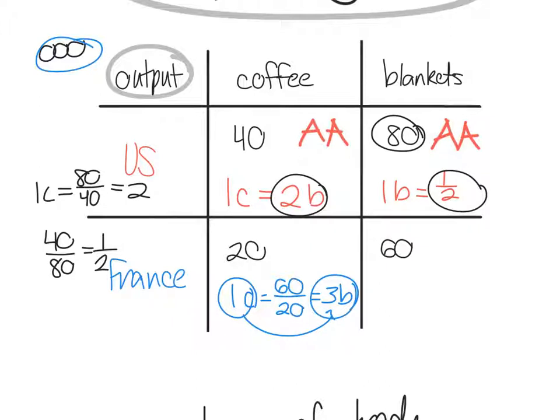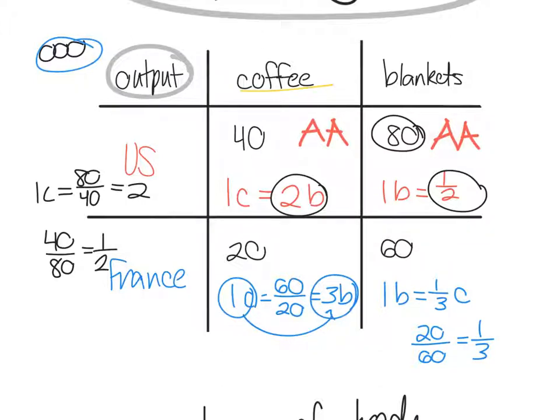So now over here, we're just going to put 1 blanket equals 1/3 of a coffee, since we just flipped that, or you can put 20 over 60, which is again 1/3. So now we can finally find the comparative advantage.